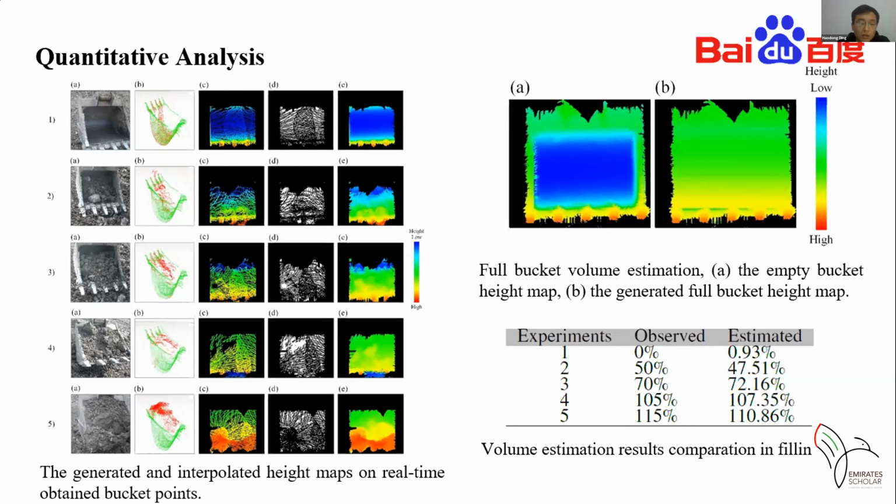As can be observed, our approach gets the expected result on volume estimation. In experiment 1, the estimated filling rate of the empty bucket is 0.93%, caused by the alignment error and the noises. In experiment 5, there is a not scanned area, resulting in a lower volume estimation result.